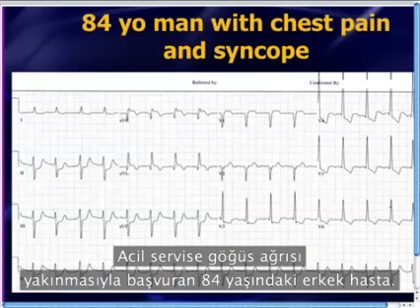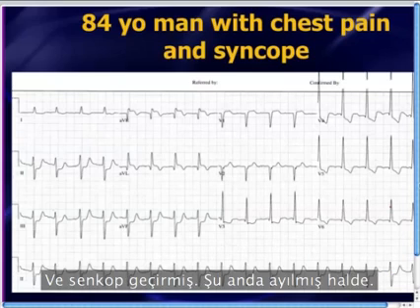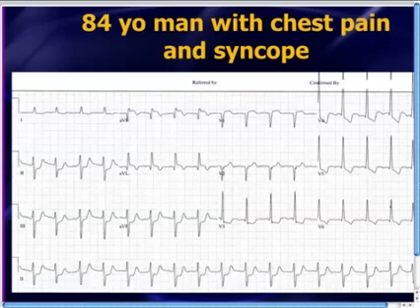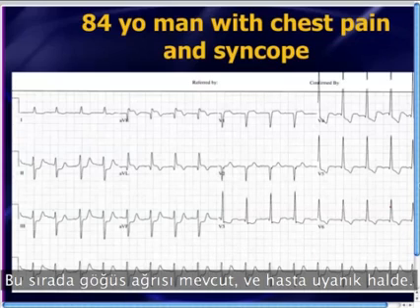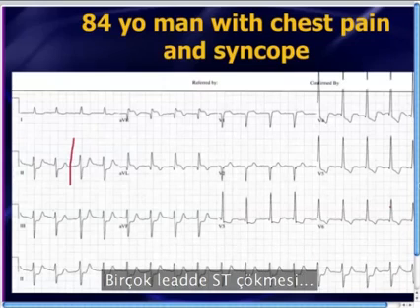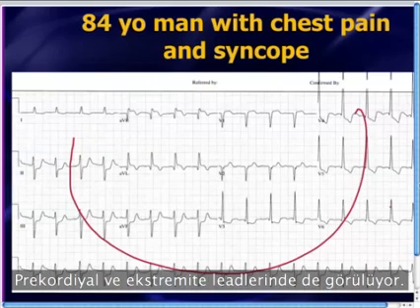This is an 84-year-old man that presented to the emergency department complaining of chest pain and syncope. He's awake now, and this was the 12-lead EKG he presented with when he had chest pain. He's wide awake now, and when you look at this 12-lead, no doubt there's a lot of ischemic findings. There's ST depression in multiple leads throughout the precordium and in the limb leads as well.